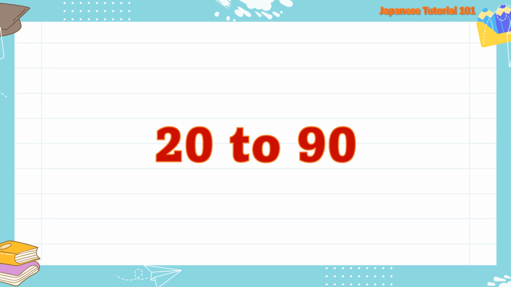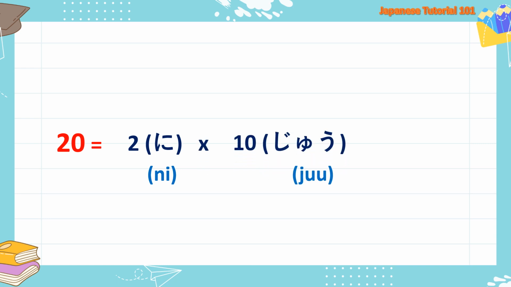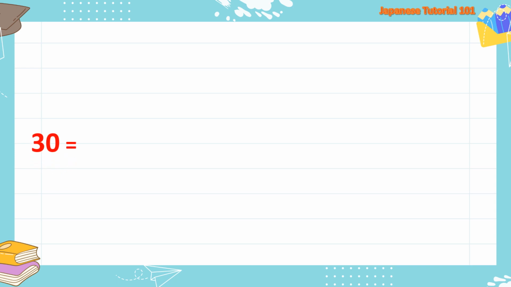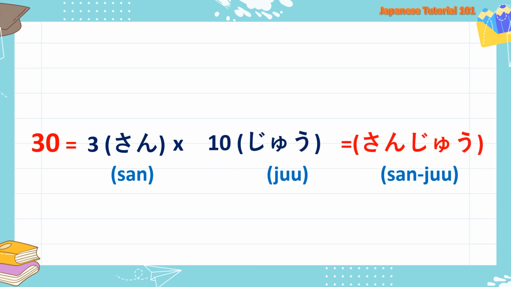Now let's see the numbers from 20 to 90. Number 20. Number 20 is 2 times 10. In Japanese, 2 times 10. So it's pronounced 20. Let's see the next one. Number 30. 3 times 10. So 30 is 30.